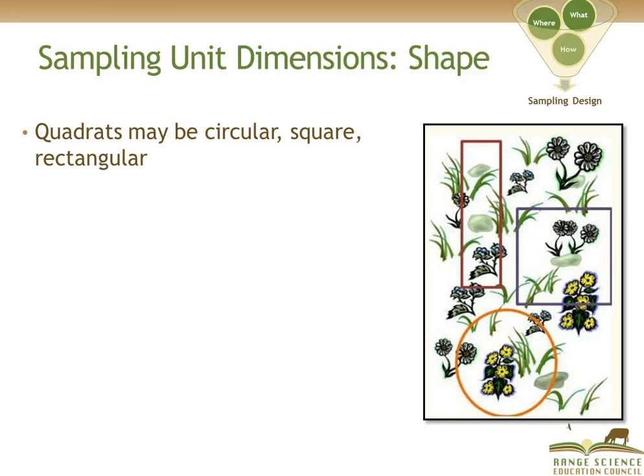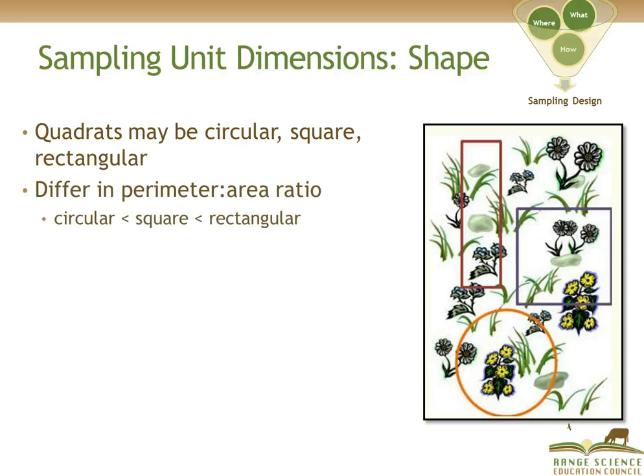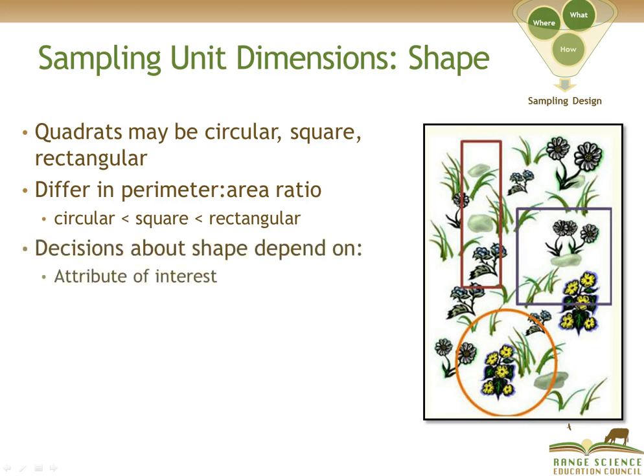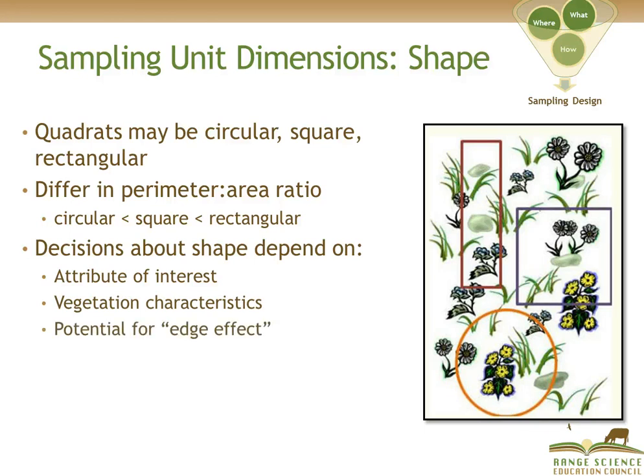Quadrats can be circular, square, or rectangular. The main effect of these differences in shape is that they have a different perimeter to area ratio. Essentially, there's more edge in a rectangle and in a square than there is in a circle. Now, our decisions about what shape quadrat to use depend on the attribute of interest. It also depends on vegetation characteristics as well as the potential for edge effect.